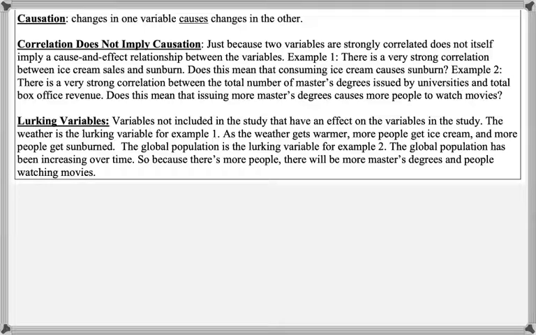So lurking variables are variables not included in the study that have an effect on the variables in the study. So the weather is the lurking variable for example 1. As the weather gets warmer, more people get ice cream and more people get sunburned. The global population is the lurking variable for example 2. The global population has been increasing over time. So because there's more people, there will be more master's degrees and people watching movies.